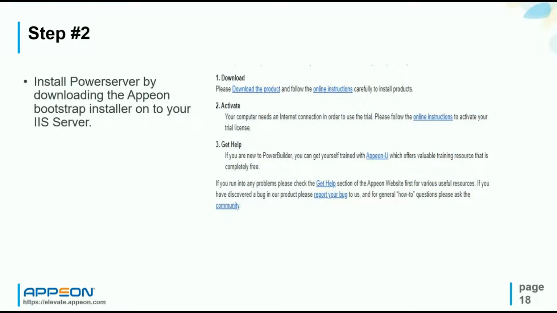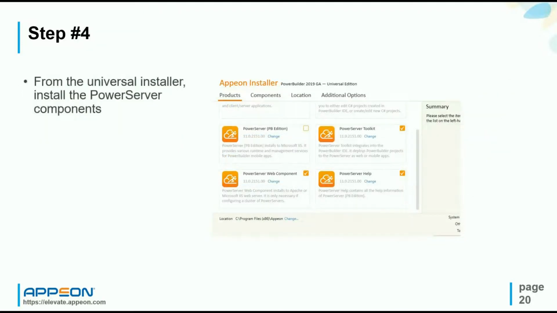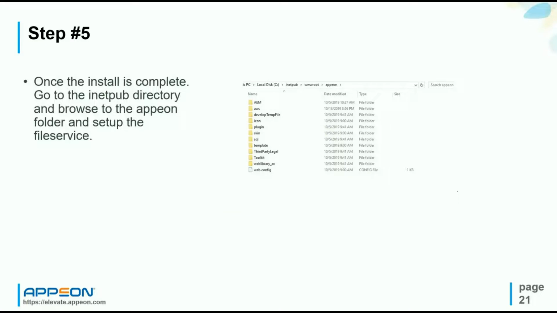Then you install PowerServer by downloading the Appian Bootstrap installer. And that's what that looks like. And then after downloading, you run the installer and you pick the PowerBuilder 2019. You click install and pick the universal install. And then from the universal installer, you'll install the PowerServer components. And then once the install is complete, you're going to go to the init pub directory, browse the Appian folder, and set up the file service.